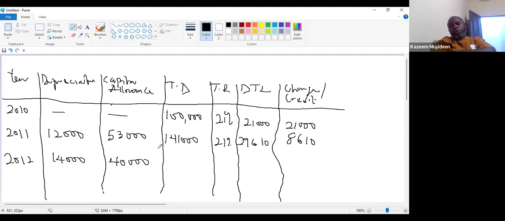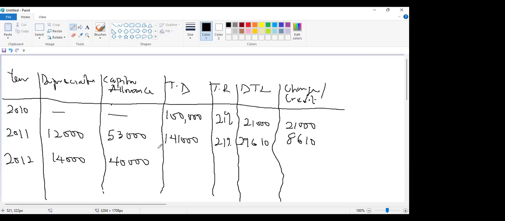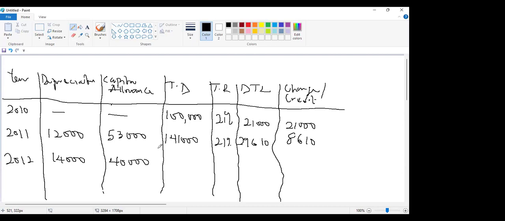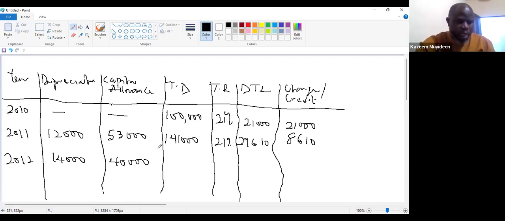Can somebody give me the figure? I can decide to say 40,000 minus 14,000 to get this one first. That gives 26,000. 26,000 times 0.21 will give you 5,460. All the difference, 26,000. The brought forward of temporary difference last year, which is 141,000. 141,000 plus 26,000 will give me 167,000.